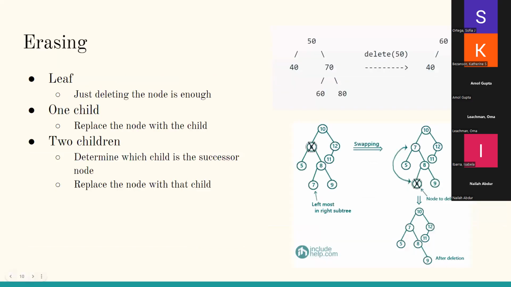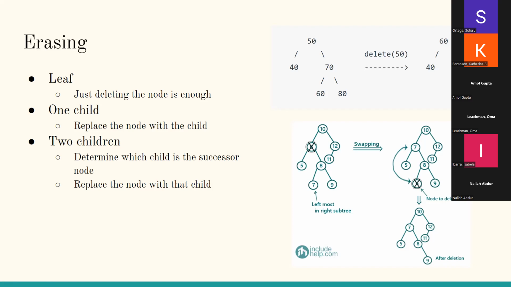Okay, and then erasing is fairly simple. I have two quick little visual examples. There are three different types of erasing. There's where the one you're erasing is just a leaf, and so you would just delete the node and there are no further actions you need to take.